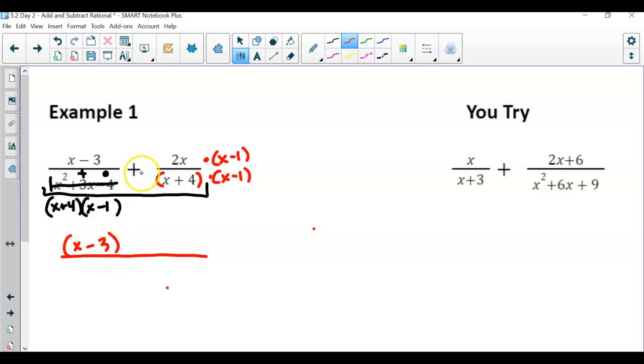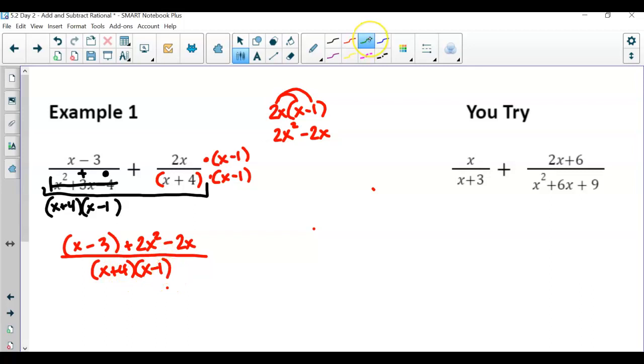Then we're adding to that, so I'm distributing a positive because we're adding 2x times x minus 1. So I have 2x times x minus 1. Well, 2x times x is 2x squared. Then 2x times -1, -2x. So here we have positive 2x squared minus 2x over our common denominator of x plus 4 times x minus 1.